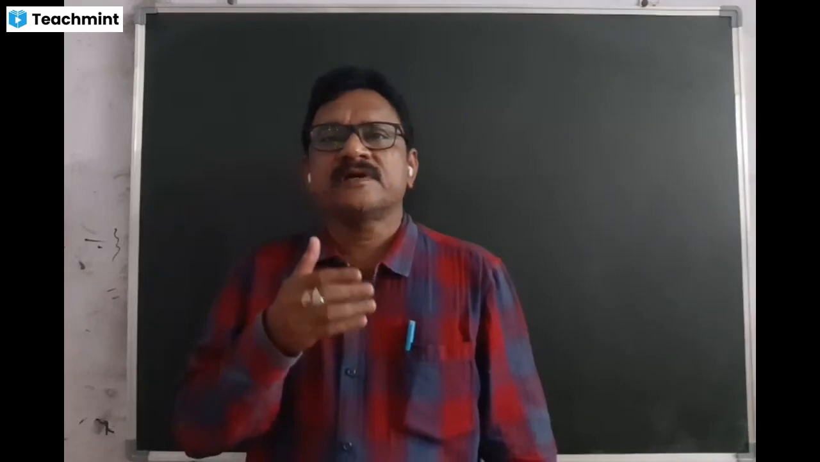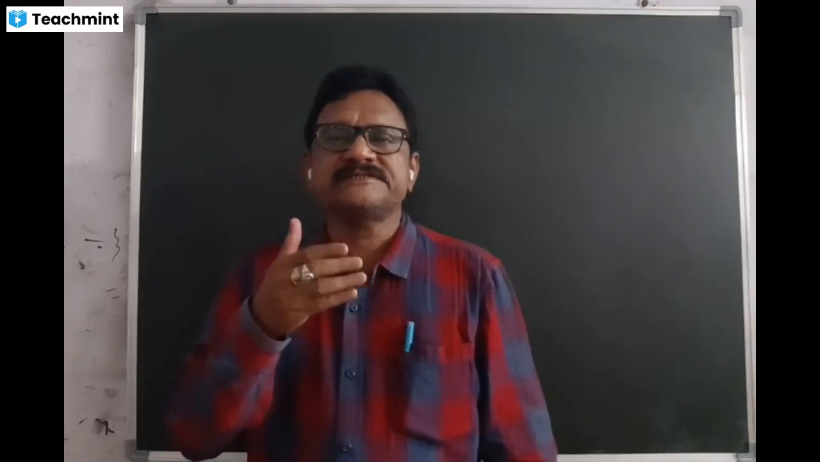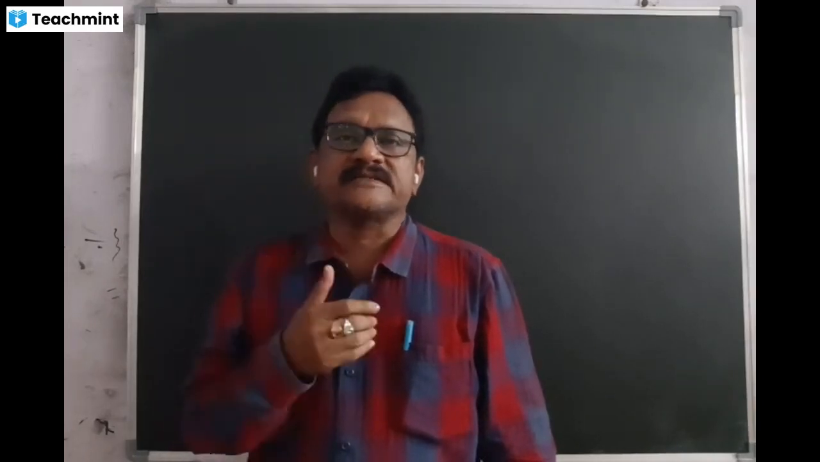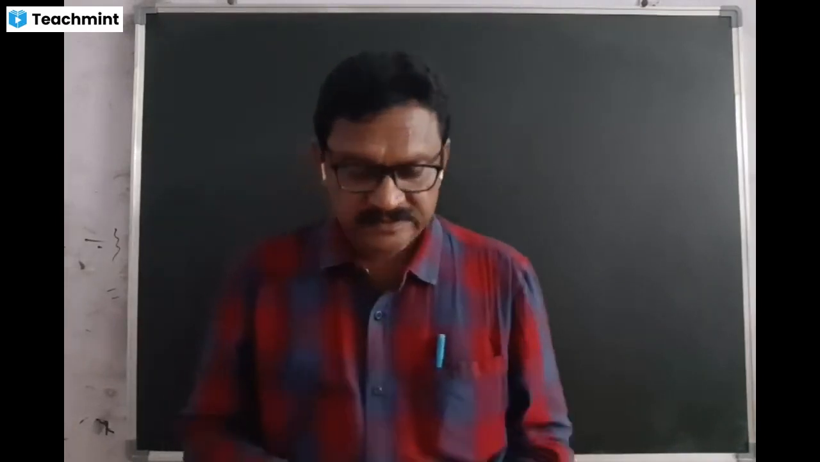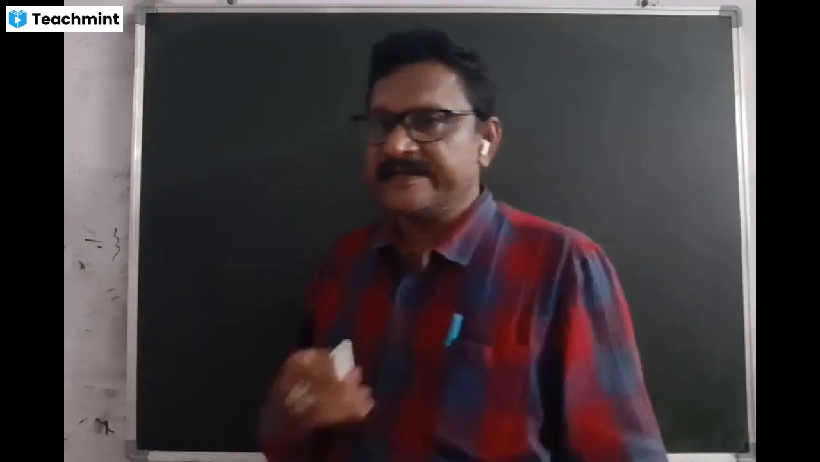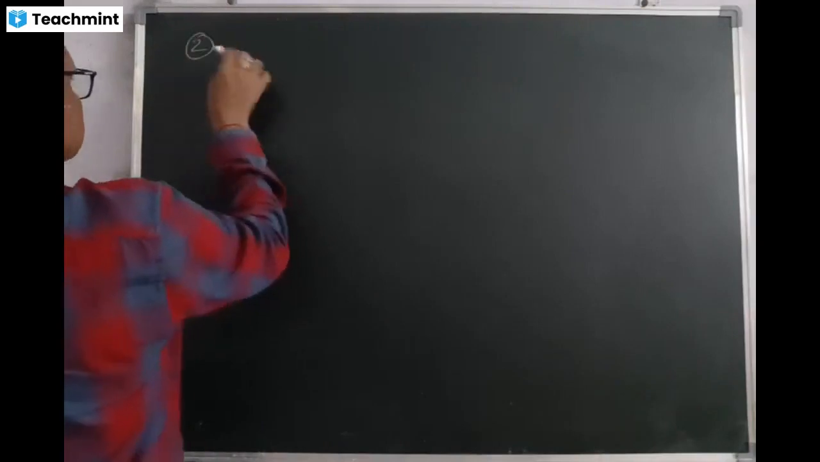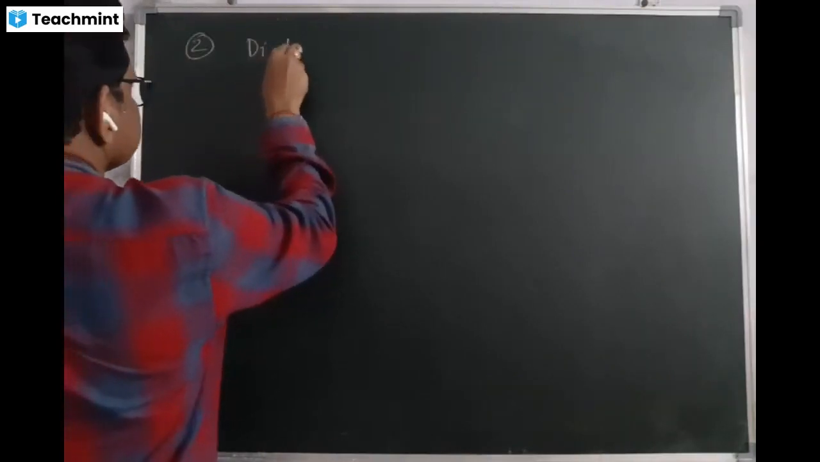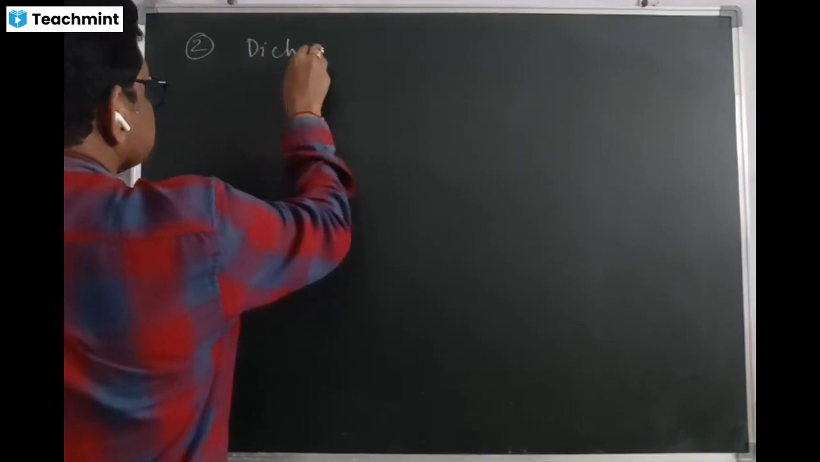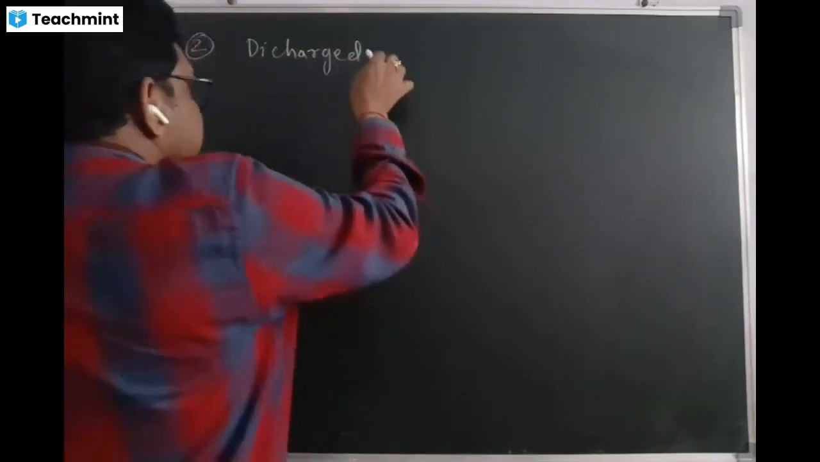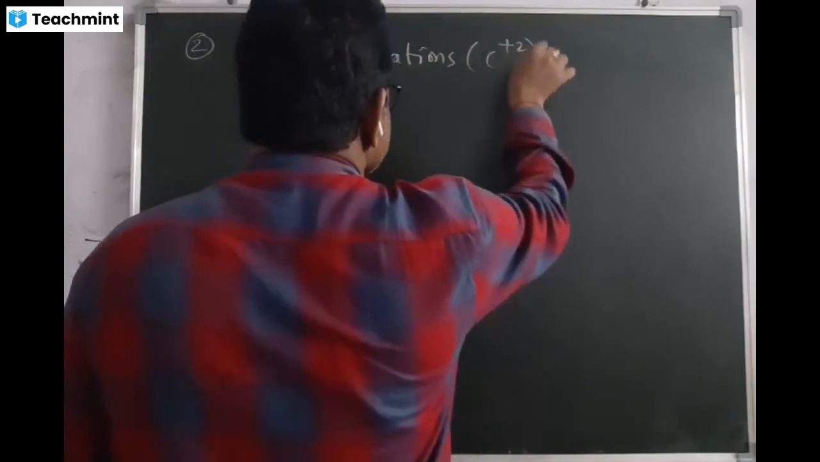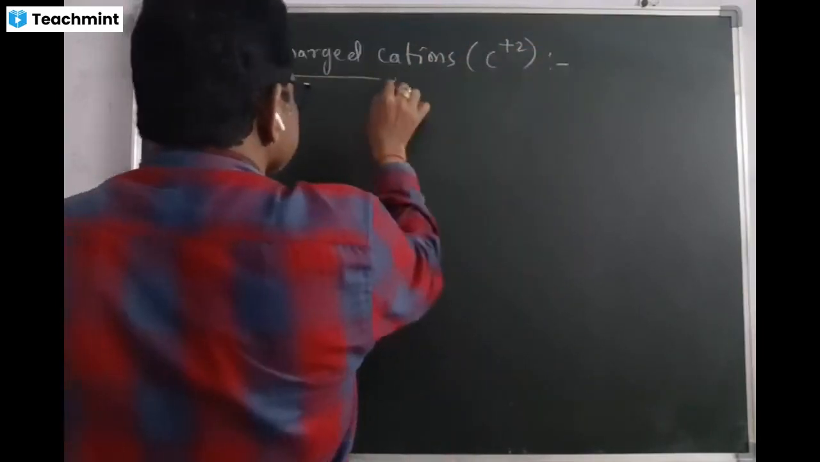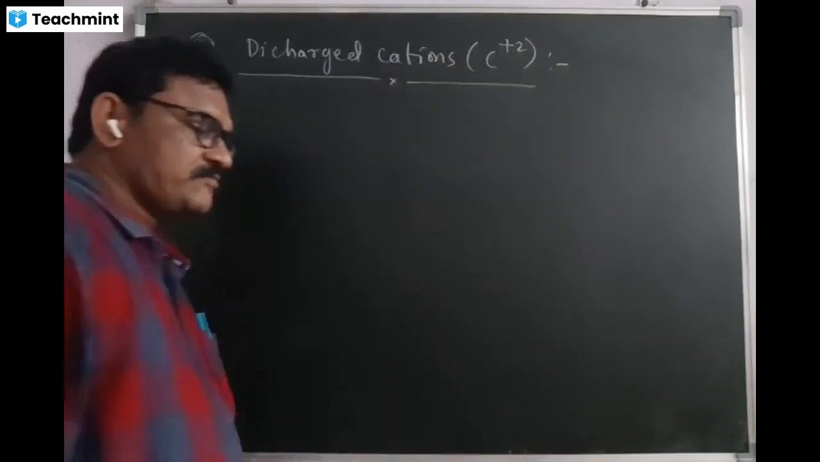Today I am going to teach +2 cations. That is nothing but dicharged cations. So I would like to explain and write the +2 ions. Write down dicharged cations. Dicharged cations means C+2. Simply, these are called +2 ions.